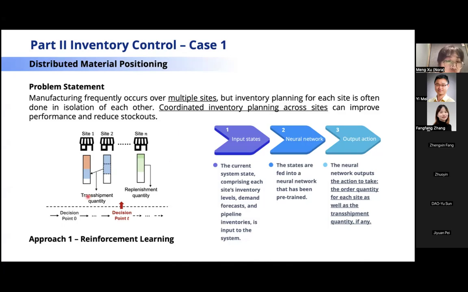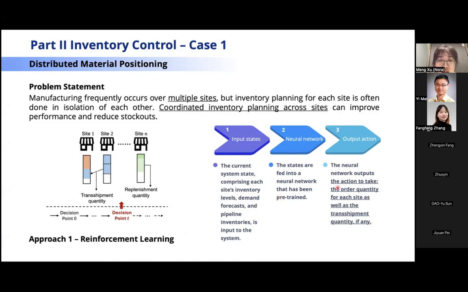Here is an example of this problem. We still have a lot of decision points, and at each decision point, we need to make two decisions. The first decision is the replenishment quantity, and the second decision is the transshipment quantity between a pair of sites. And we test two approaches. The first approach is a reinforcement learning approach from a published paper. For the input data, it considers inventory level, demand, demand forecasts and some others. And then we train a neural network by using the PPO method.